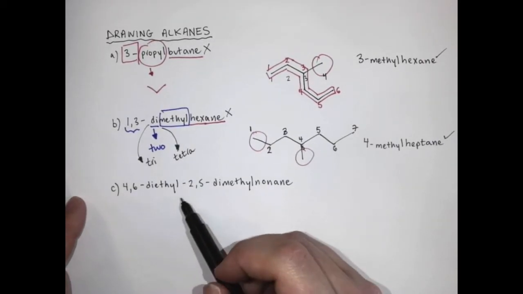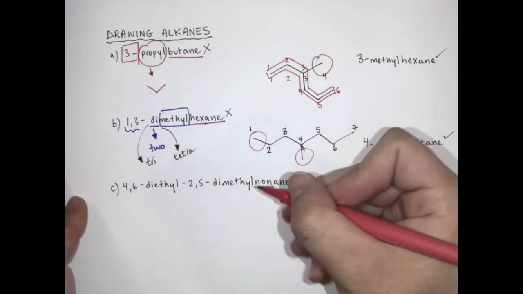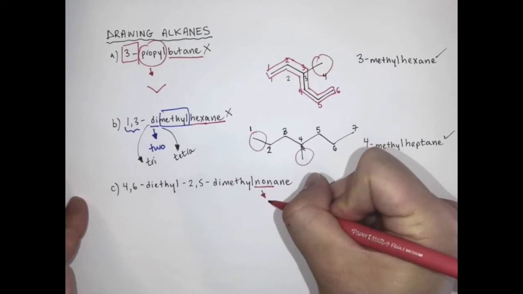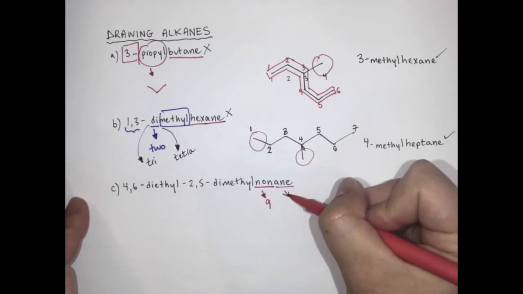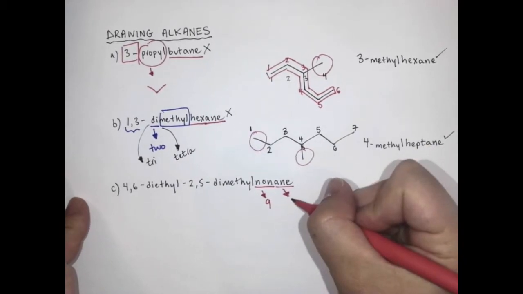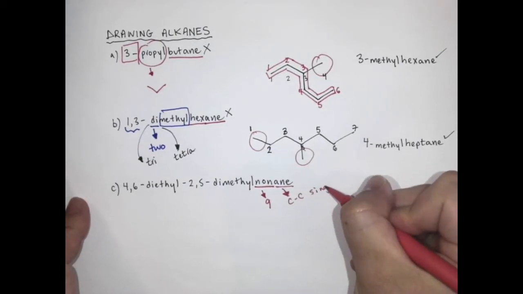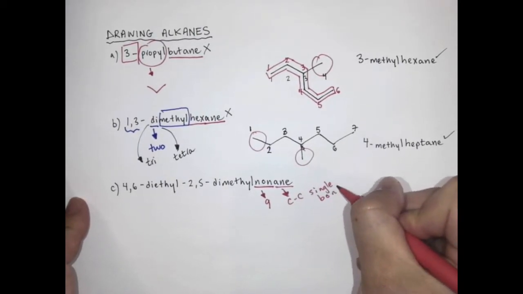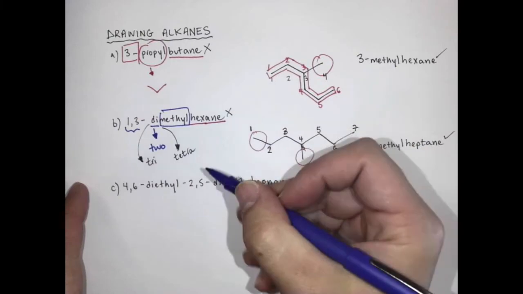This is 4,6-diethyl-2,5-dimethylnonane. So the root is non, so that tells me I have a 9-carbon chain. Ane tells me it's just an alkane, which means it has carbon-carbon single bonds. No double bonds, no triple bonds. Okay. And then the prefix is actually quite long.